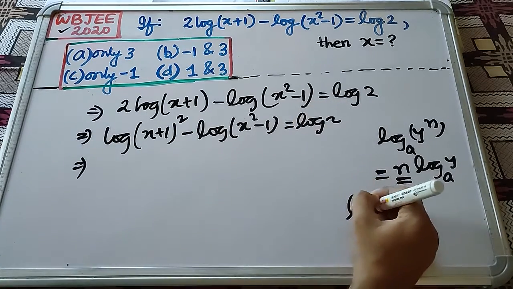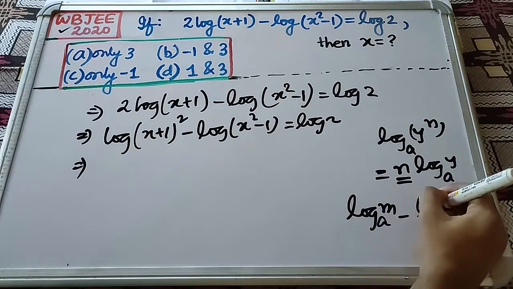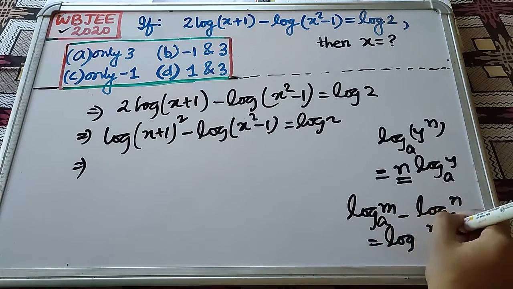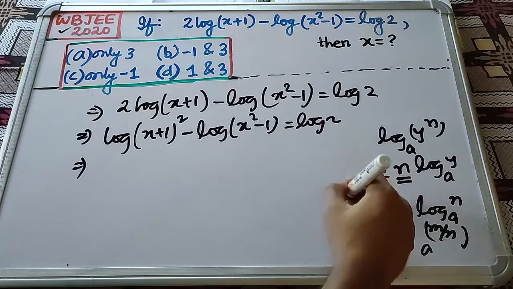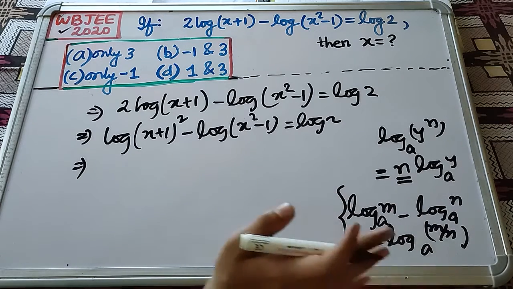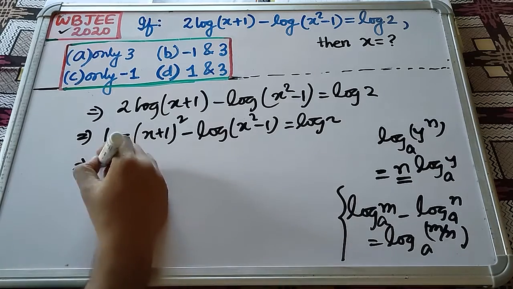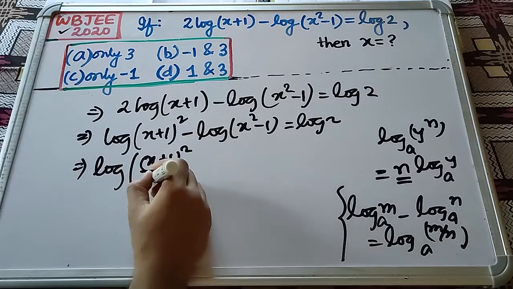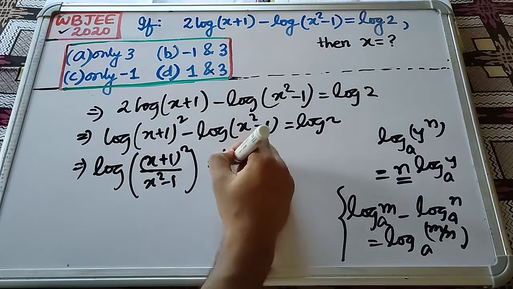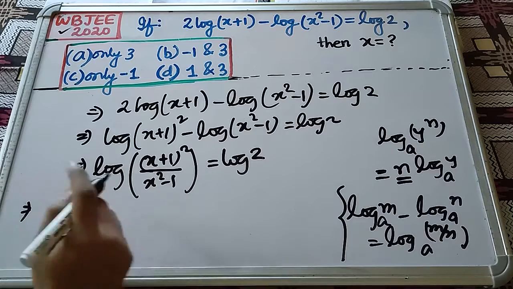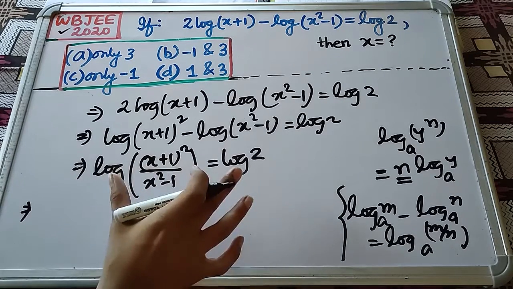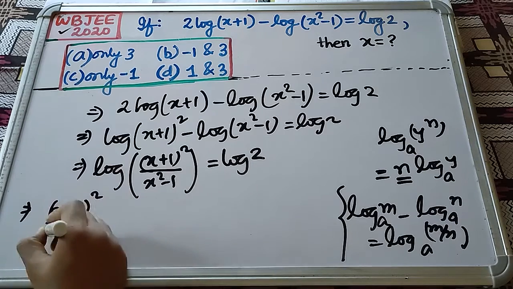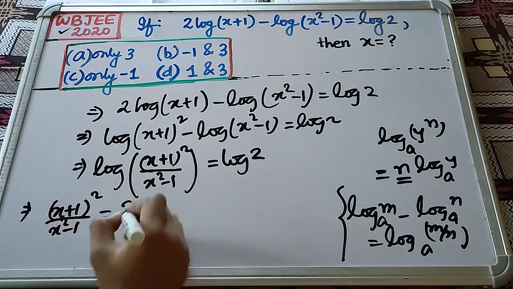We know the property that log m base a minus log n base a equals log m by n base a. For all these properties you can refer to my video, everything is clear over there. So we write this as log of (x plus 1) whole square by (x square minus 1) equals log 2. What you can see is that there is log on both sides, so let us compare them directly. (x plus 1) whole square by (x square minus 1) equals 2.